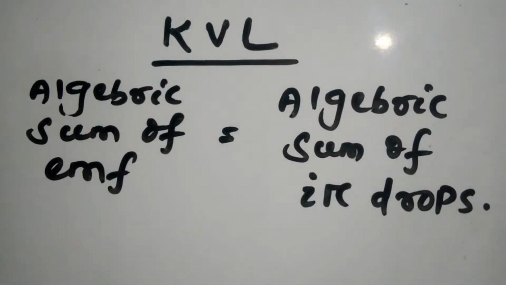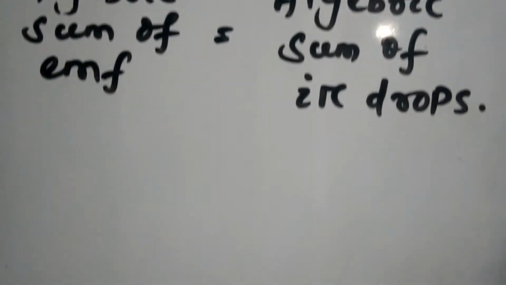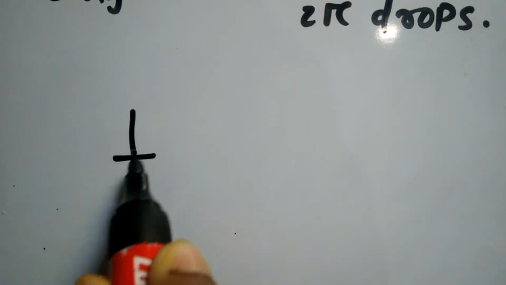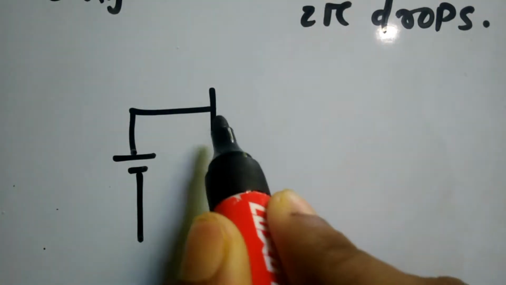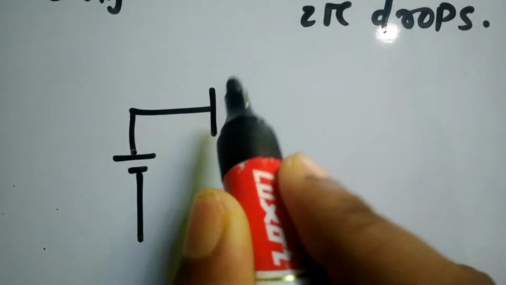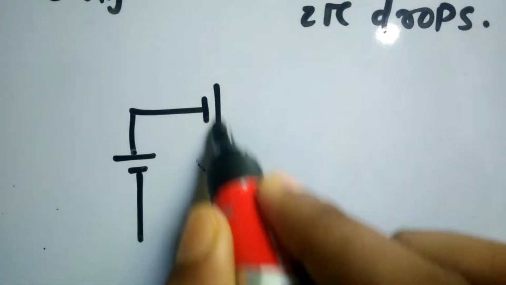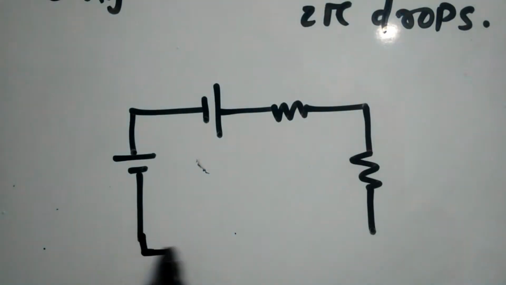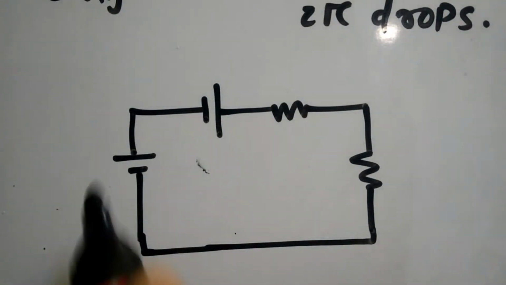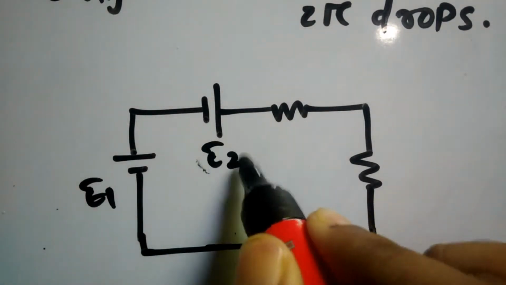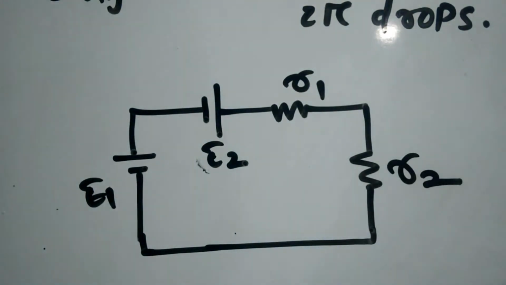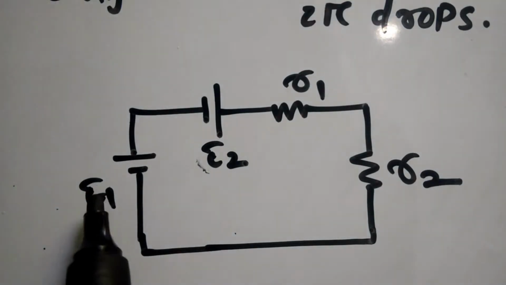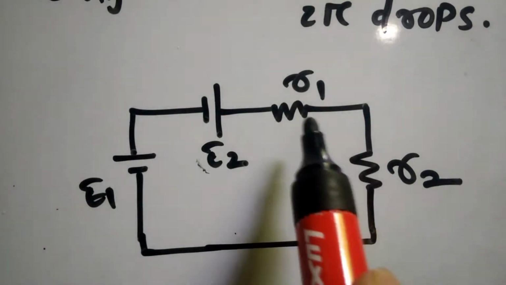We know in a circuit, suppose in a circuit, here I am drawing a circuit. Look at this figure. Suppose it is negative and it is positive. Here is a resistance, here is a resistance. It is connected. It is E1, it is E2, it is R1, it is R2. Now it is a circuit. In this circuit, two EMFs are connected and two resistances are connected.